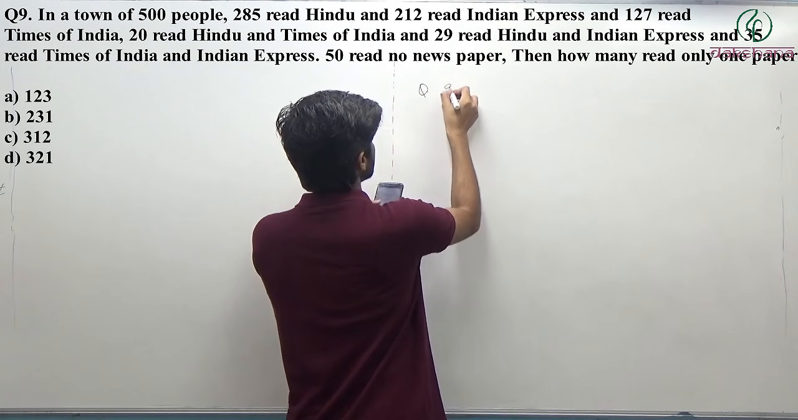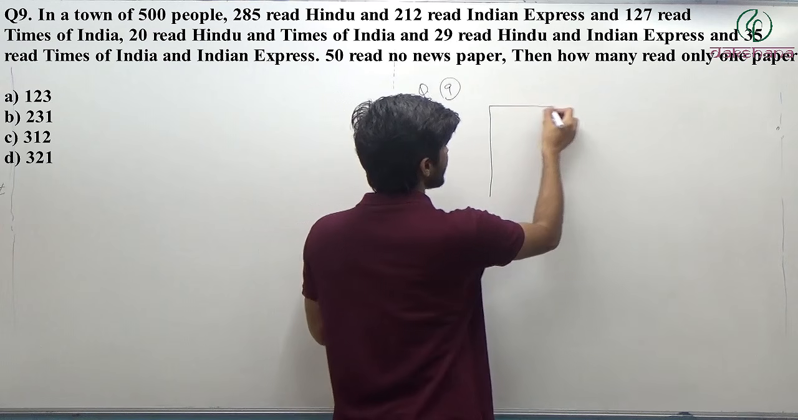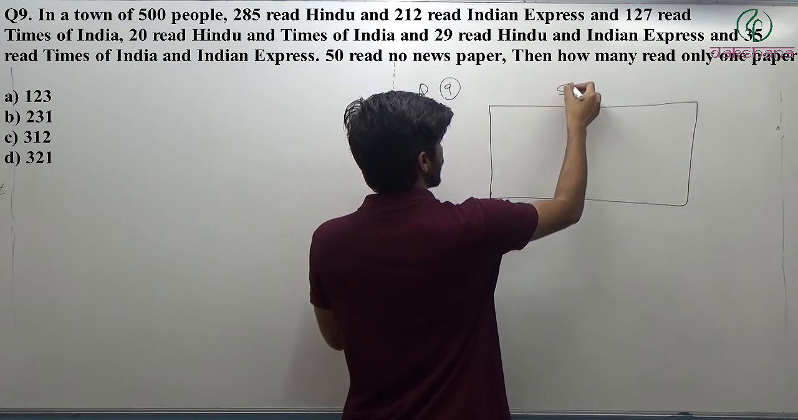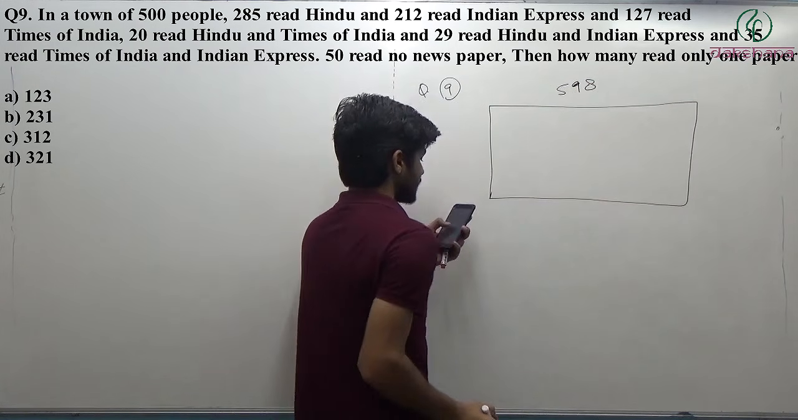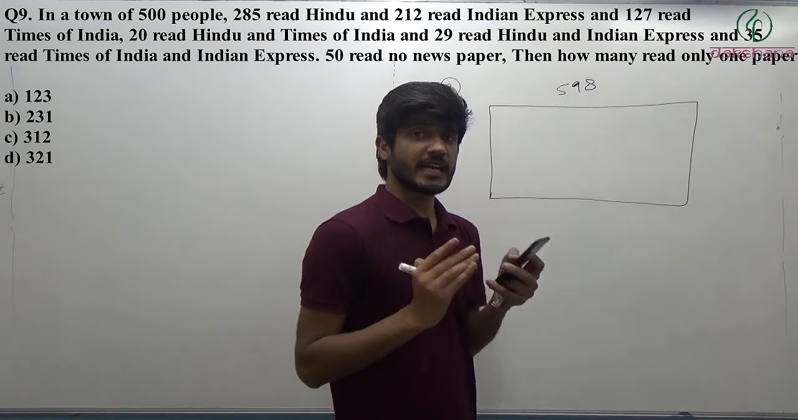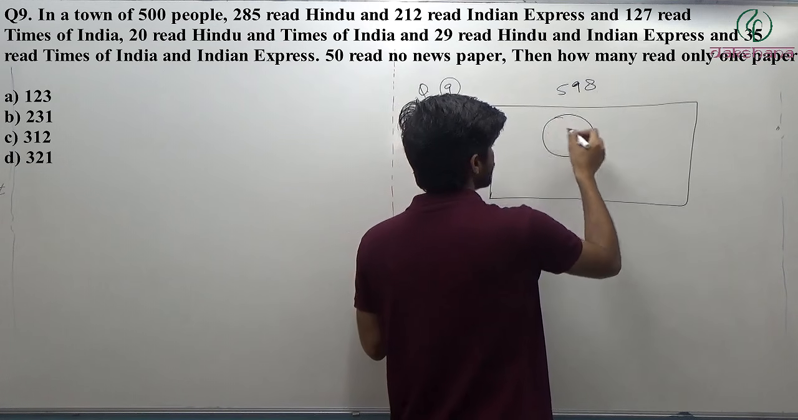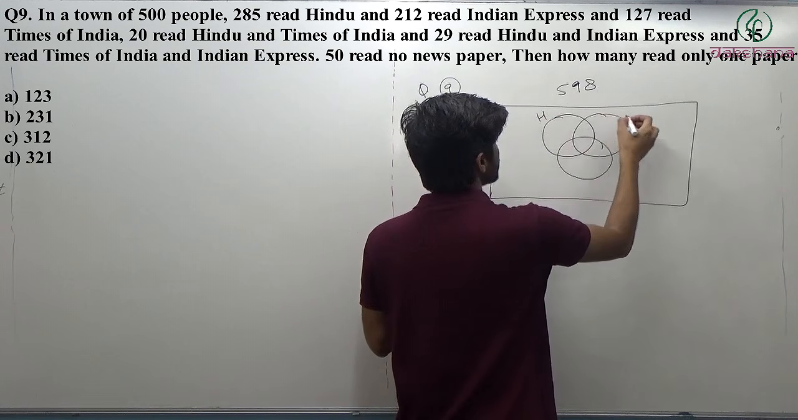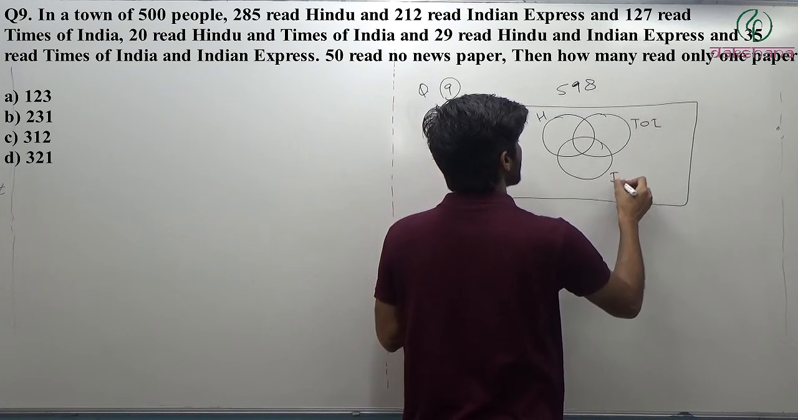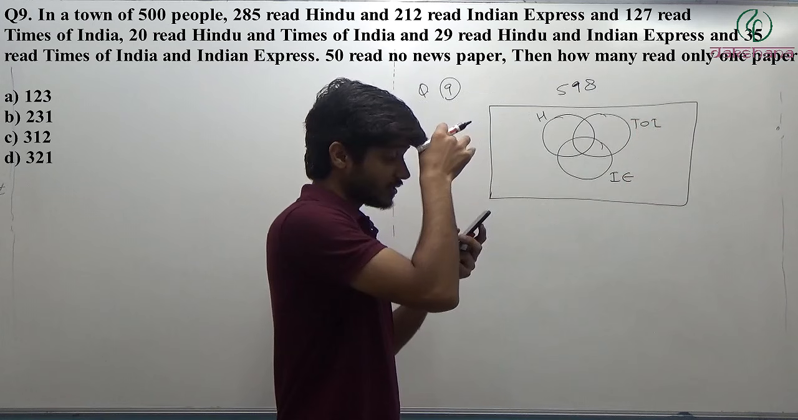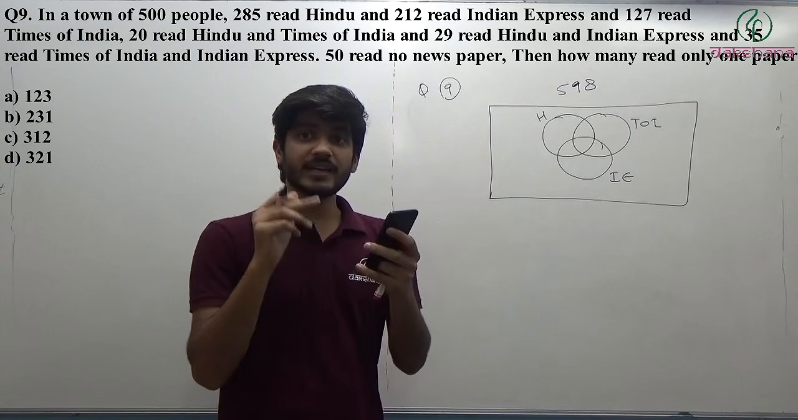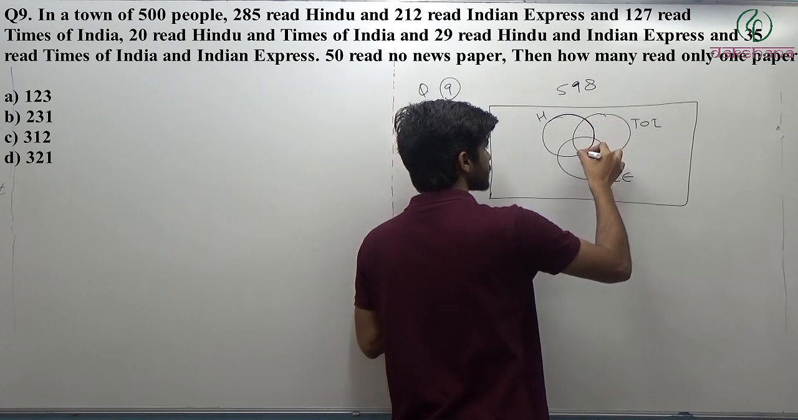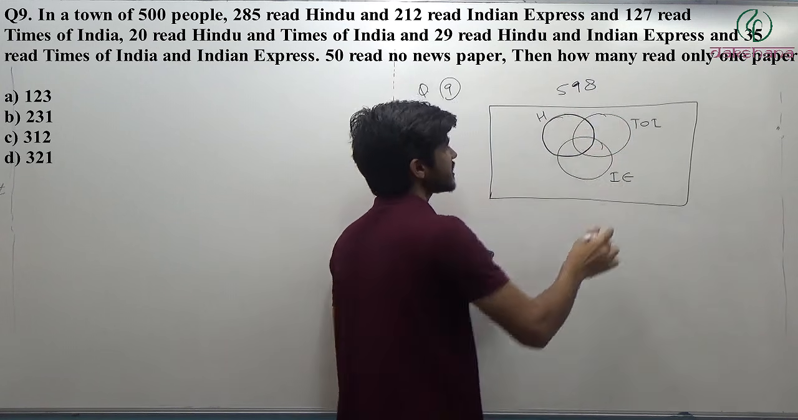And question number 9. It says there are 598 people, right? So the whole set is of 598. Then there are 3 newspapers: Hindu, Indian Express and Times of India. So let's make the Hindu here, Times of India, and so this guy is Hindu, this is TOI, this is IE, Indian Express. There are 285 people reading Hindu. So this is the set for Hindu.